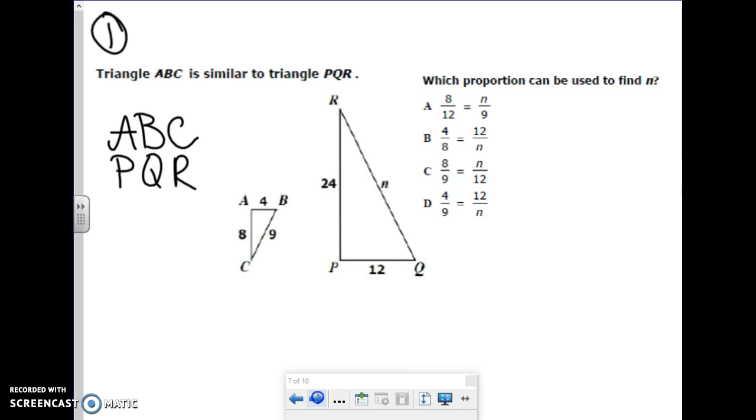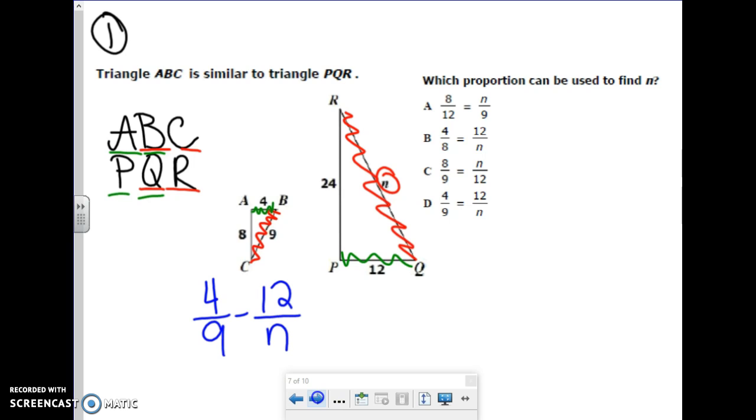I'm going to go and look, and I need to solve for N. N is here, so I'm going to go ahead and put my line on that. That's R to Q. So I need to match that with C to B on the other. So I'm going to go ahead and match that up. Now, just to make it easy on myself, I'm going to match up A and B with P and Q. Now all I have to do is set up my proportion, and so I would have 4 to 9, 12 to n.